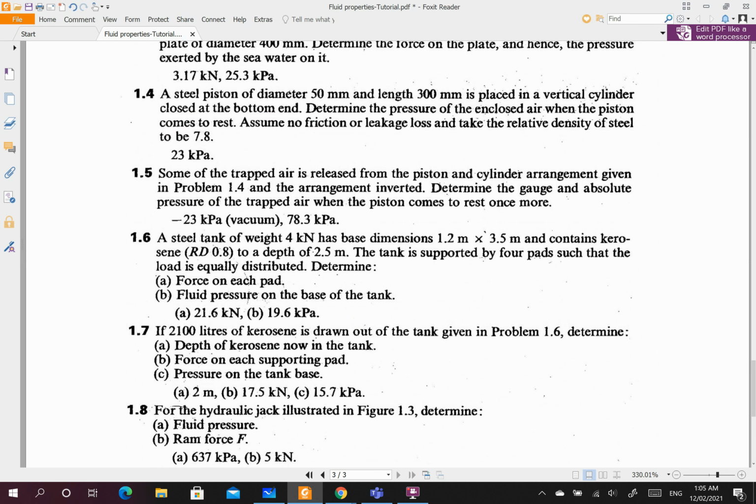1.4, so a piston of diameter 50 millimeters with a length of 300 millimeters. It's placed in a cylinder and closed at the bottom end. Determine the pressure of the enclosed air when the piston comes to a rest. So to stop that piston, how much air do I need? What's the pressure of that air? Assume no friction or leakage loss. Cool, make it simpler. Density of steel is 7.8. Alright, this is the pressure that we need in there. It's 23 kPa.